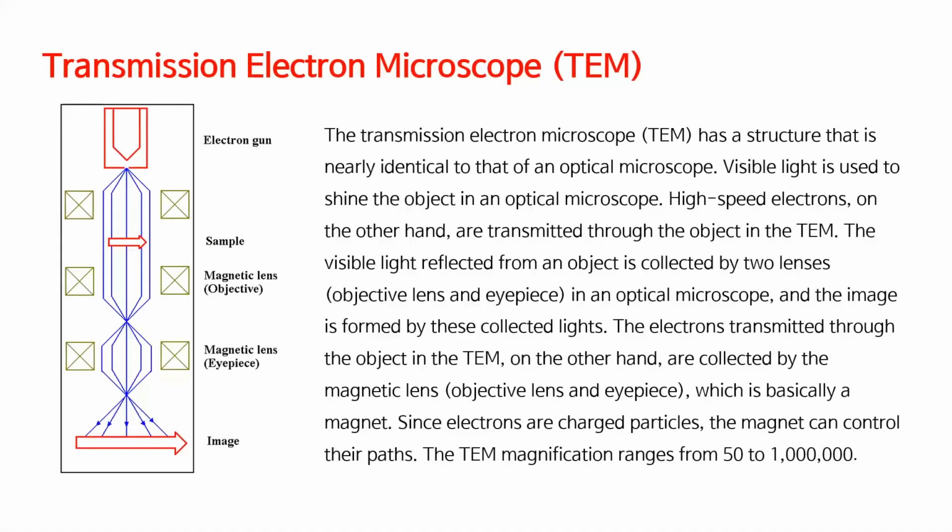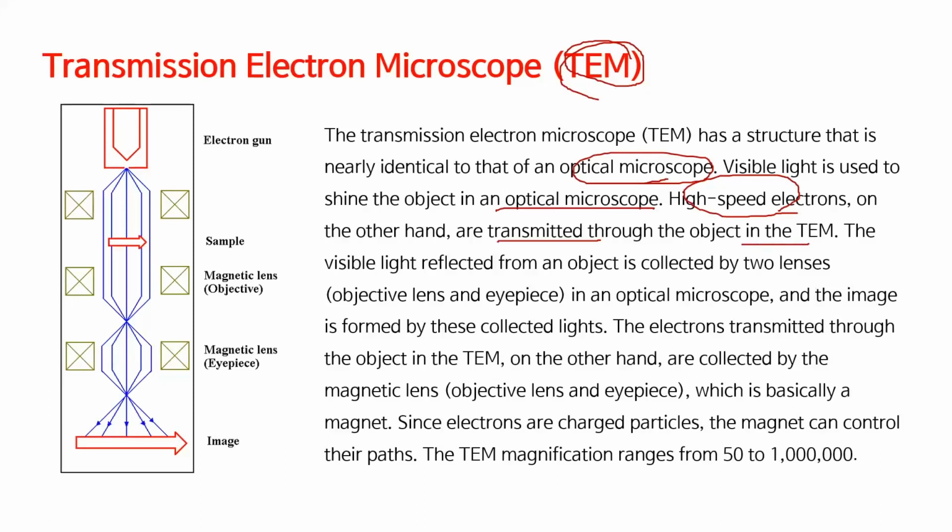Now let's see first the transmission electron microscope, TEM. The transmission electron microscope has a structure that is nearly identical to that of the optical microscope. Visible light is used to shine the object in an optical microscope. On the other hand, high-speed electrons are transmitted through the object in the TEM.